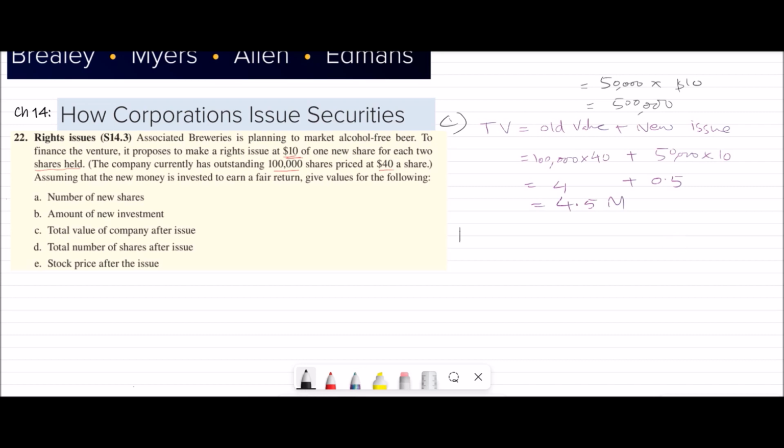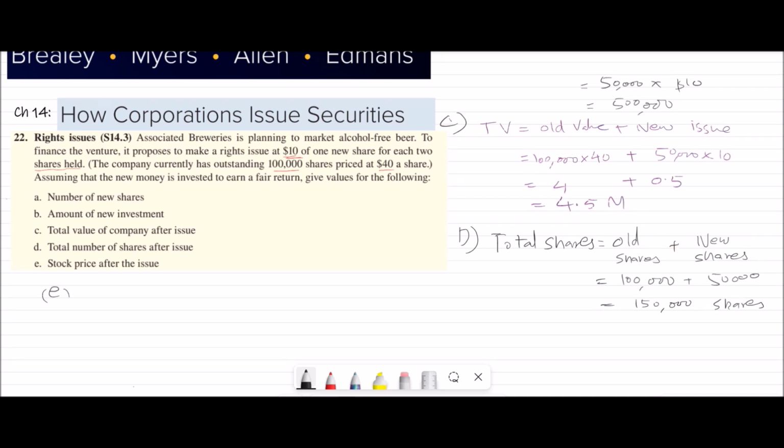Then part D, total number of shares after the issue. So total shares will be old shares plus new shares. The old shares are 100,000 and the new shares are 50,000. So in total there are 150,000 shares.